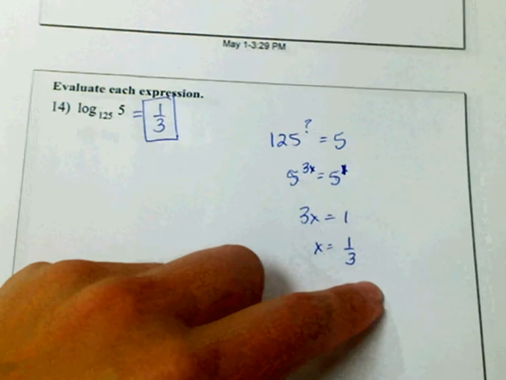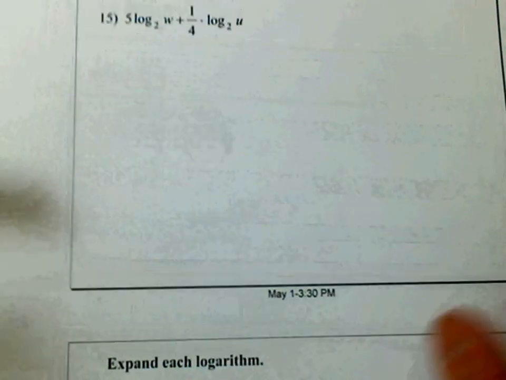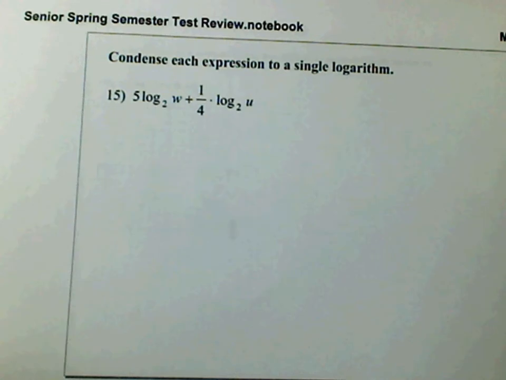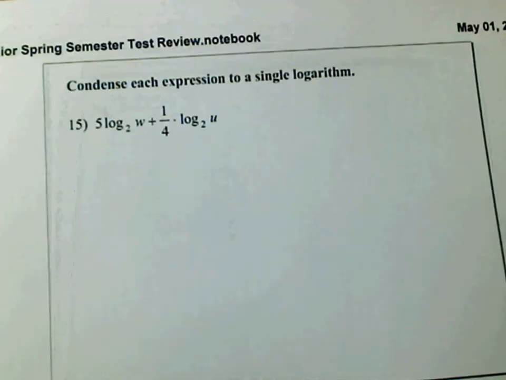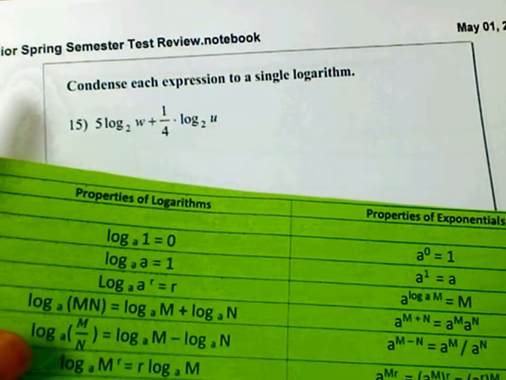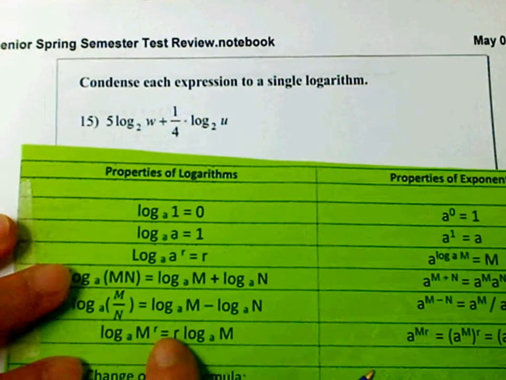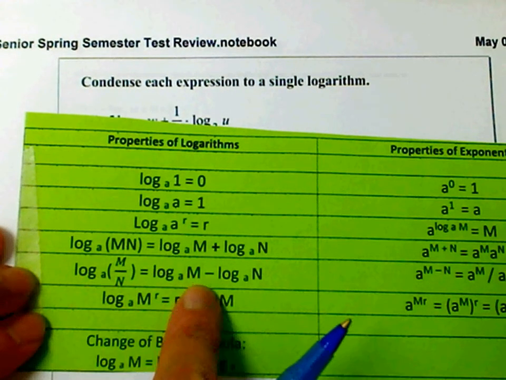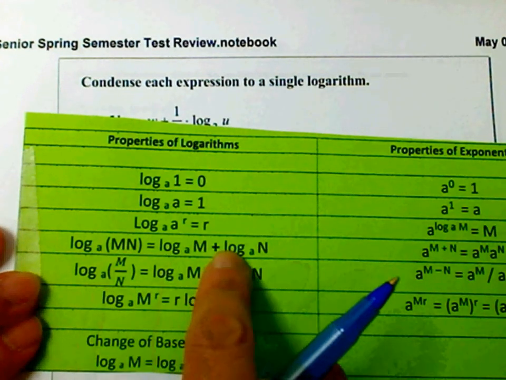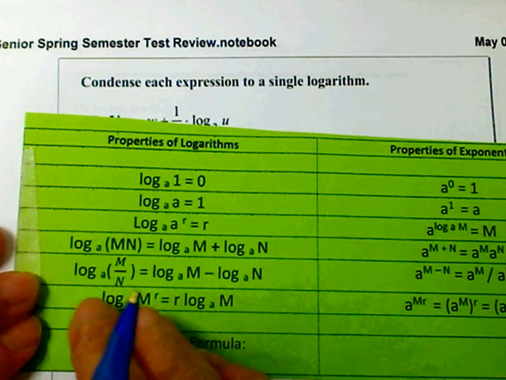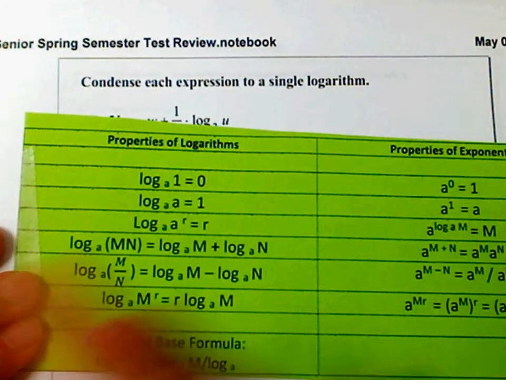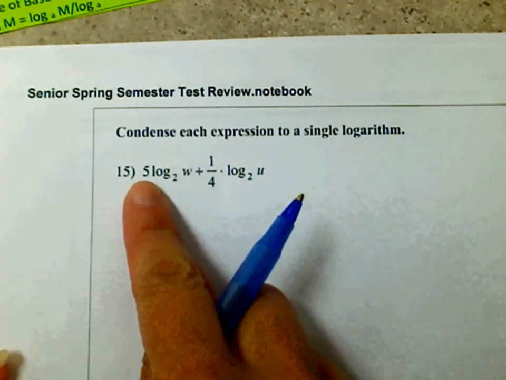All right. Now this time we are condensing. You want to write them as 1. Okay? So some of you will use your green sheet. Let's see if I can find mine. Right here. If you use this green sheet to try to help you, that would be a good idea. So keep in mind what correlates with what. Here's your condensed form. Here's your expanded form. Multiplication, addition, goes hand in hand. Division, subtraction, goes hand in hand.